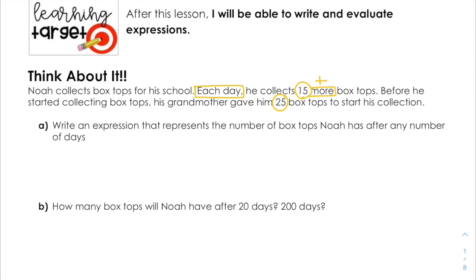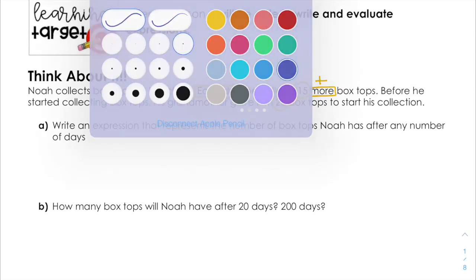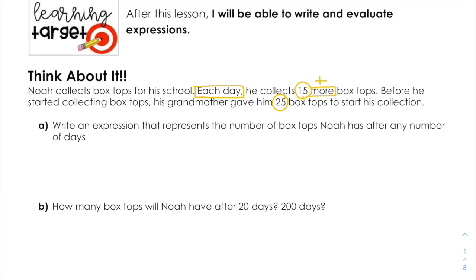So the first thing I want to do is define what my variable is going to be. Since we're talking about days, we have to figure out the expression for any certain number of days. I'm going to use the variable d, and d is going to represent the number of days.